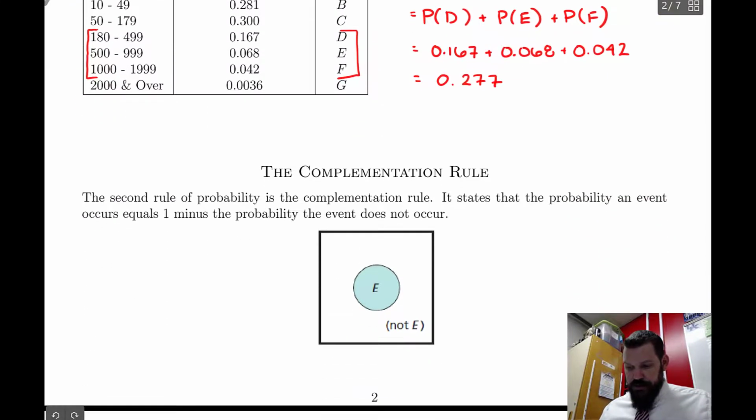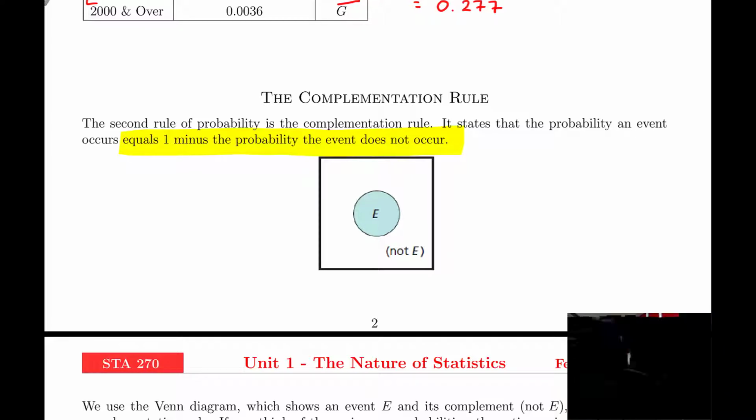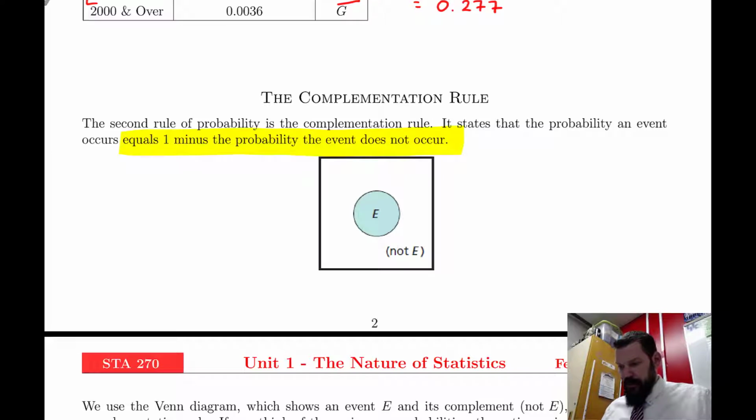The complementation rule is going to be looking at, sometimes this is easier, this goes back to the license plate problem that we talked about. It's the probability that an event occurs equals 1 minus the probability that the event does not occur. So sometimes it's easier to calculate the probability that the event doesn't occur. Then you can calculate what the probability is that the event does occur.